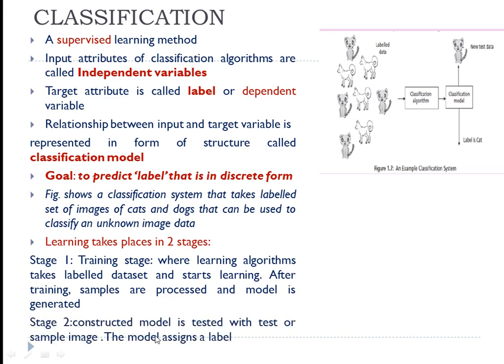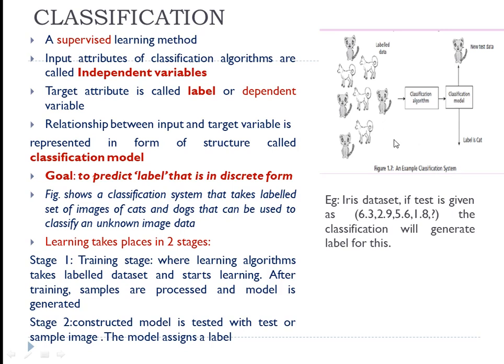Now in stage 2, the model is tested. This is stage 2, where the model is tested with a test or a sample image, and after testing has been done, the model will assign a label. It will say whether it is a cat or a dog. So learning takes place in 2 stages. The first one is the training stage, and the second one is the testing stage.